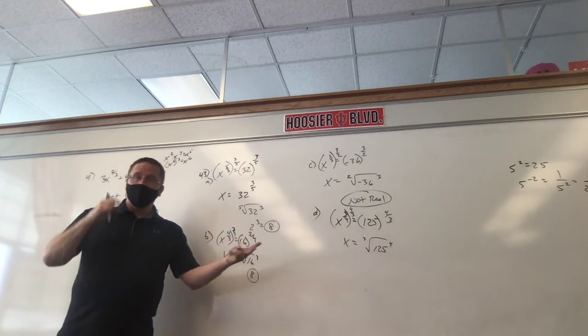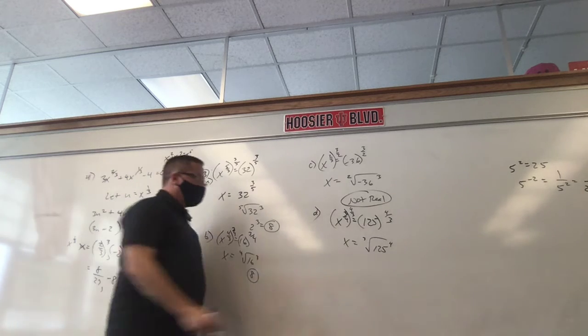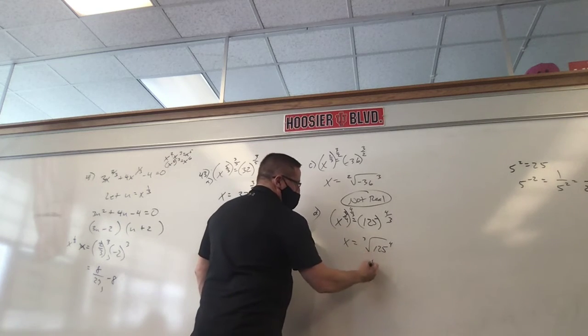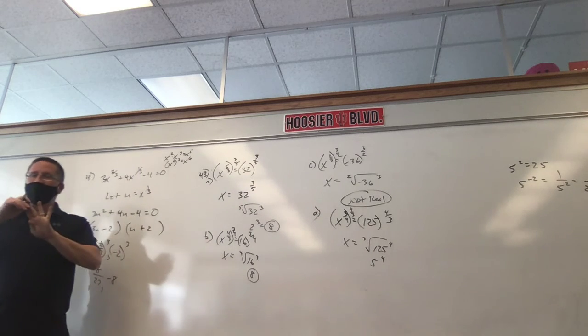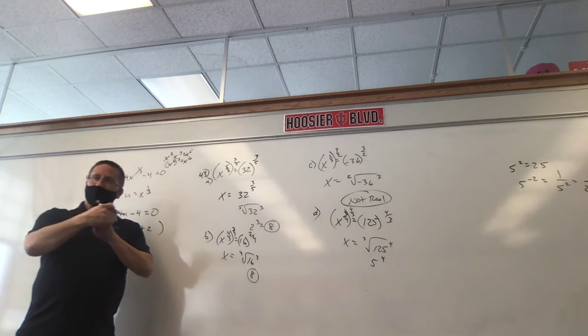5 times 5 is 25, times 5. What's 5 quarters? $1.25. So this is 5 to the 4th: 5 times 5 times 5 times 5. 5 times 5 is 25.